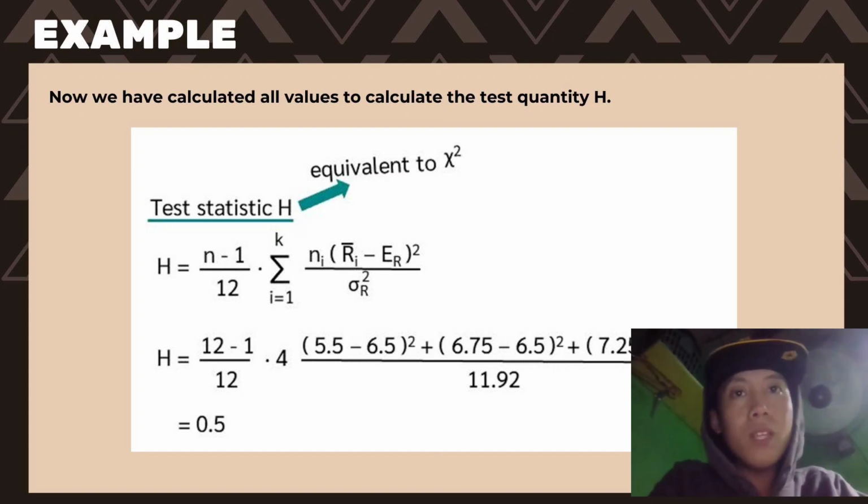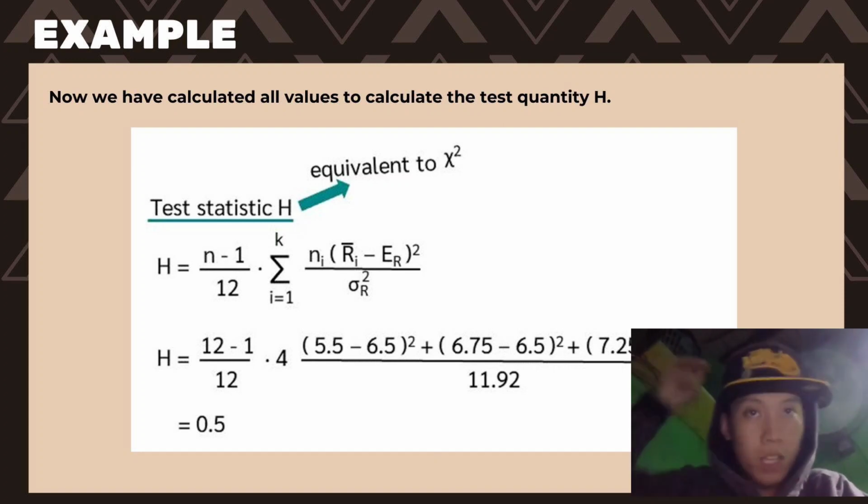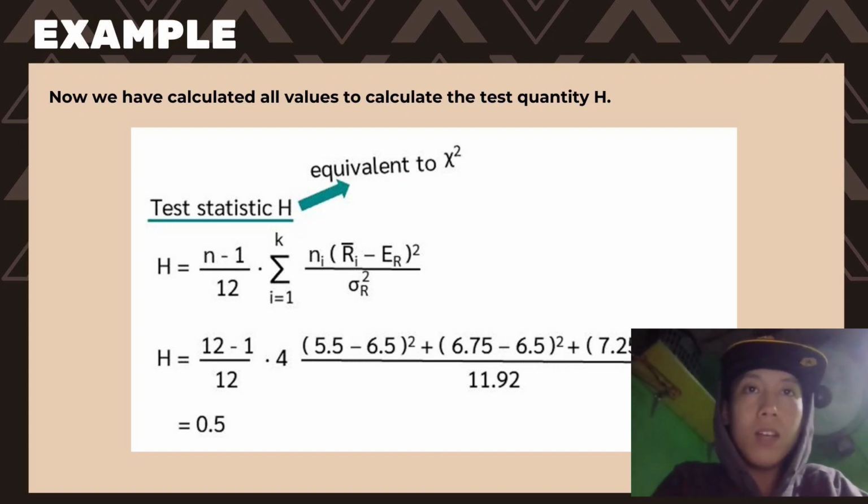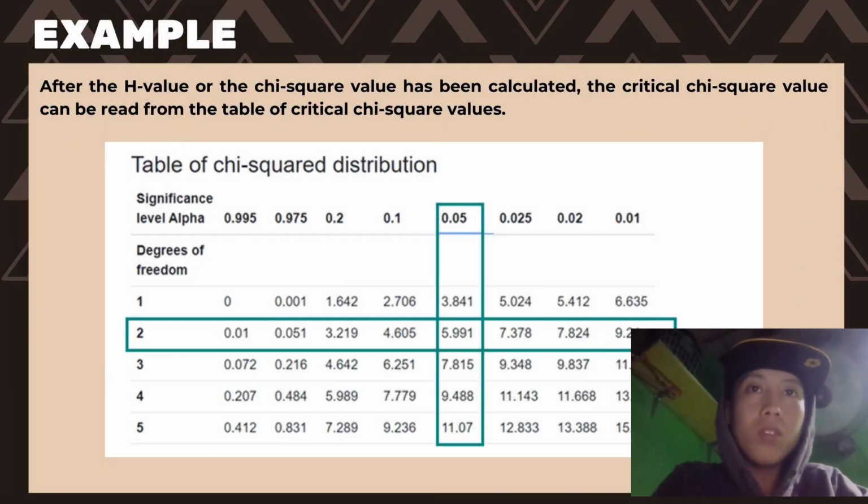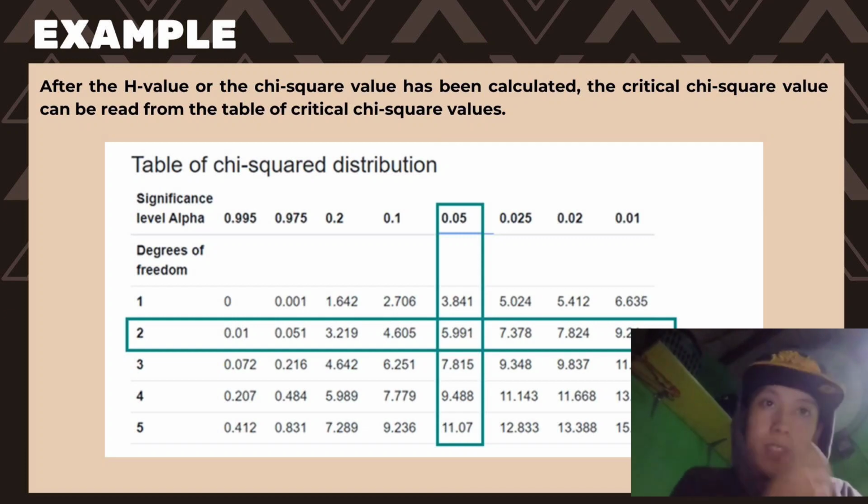So, now that we have the H value, we can proceed to the chi-squared distribution table. We have a degree of freedom of 2. And let's assume that the H value we got is 0.5. The chi-square value we get is 5.991.